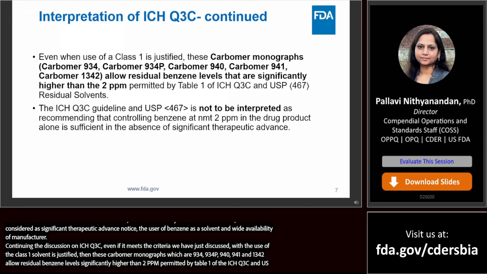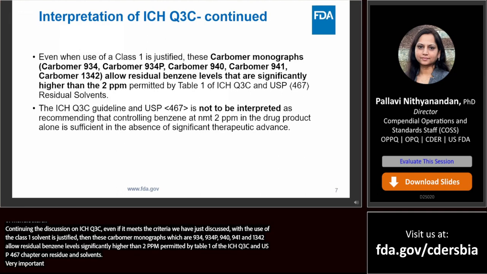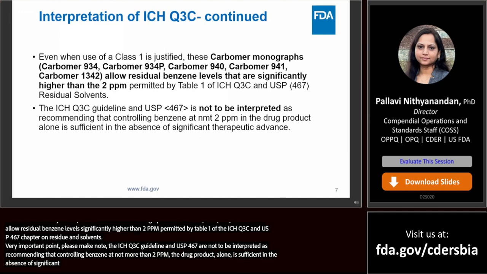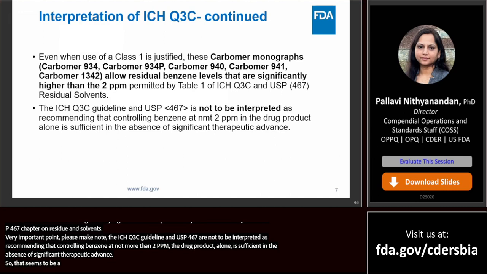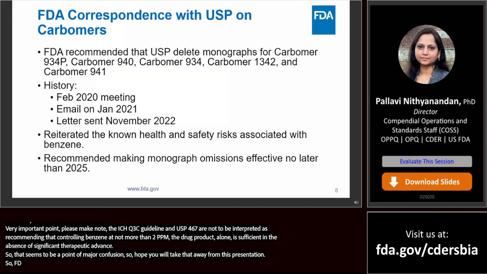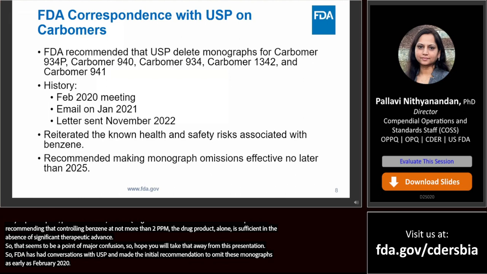So, a very important point, please make note that the ICH Q3C guideline and USP 467 are not to be interpreted as recommending that controlling benzene at not more than 2 ppm in the drug product alone is sufficient in the absence of significant therapeutic advance. That seems to be a point of major confusion, so I hope you will take that away from this presentation. FDA has had conversations with USP and made the initial recommendation to omit these monographs as early as February 2020, and we really recommended the deletion or omission of the numbered carbomer monographs beginning in 2020, and we have had several conversations on that.